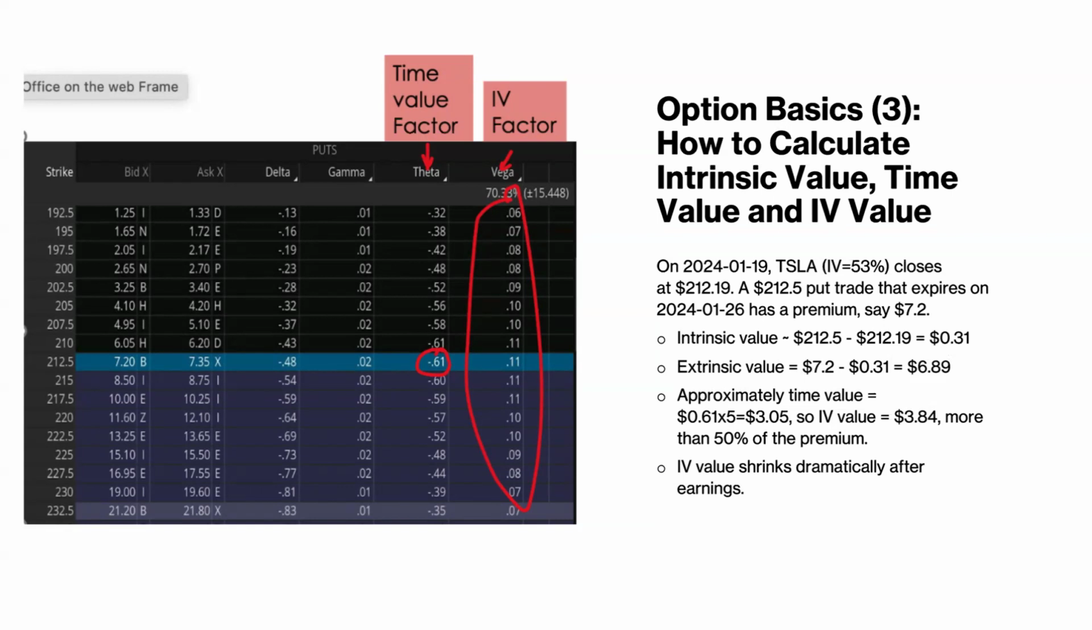And we can calculate the time value approximately as there are 5 days left and theta is 0.61, so that's 3.05. So the rest is 3.84, that's the IV value. And the IV value shrinks dramatically after earnings.